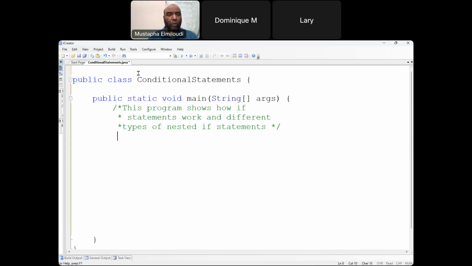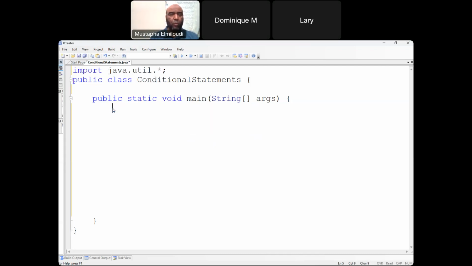So let's start with the scanner so we can prompt the user to enter something. We always start with import java.util.*. And then we are going to create the scanner: Scanner scan equals new Scanner(System.in).